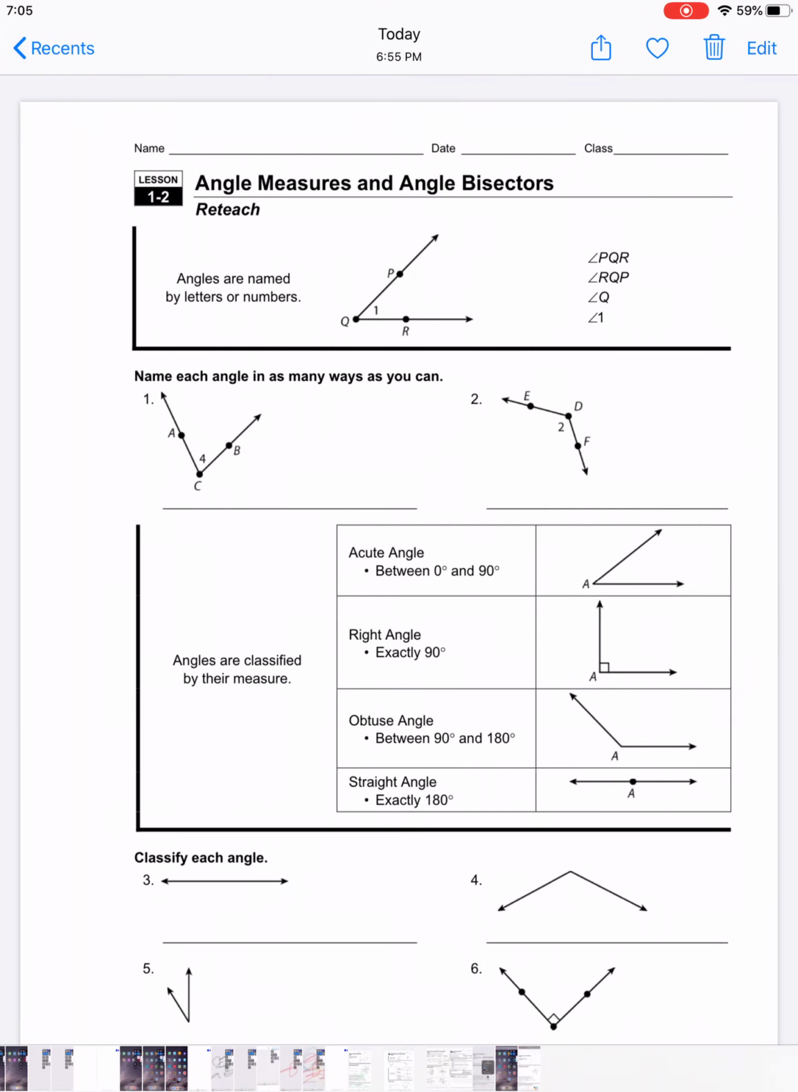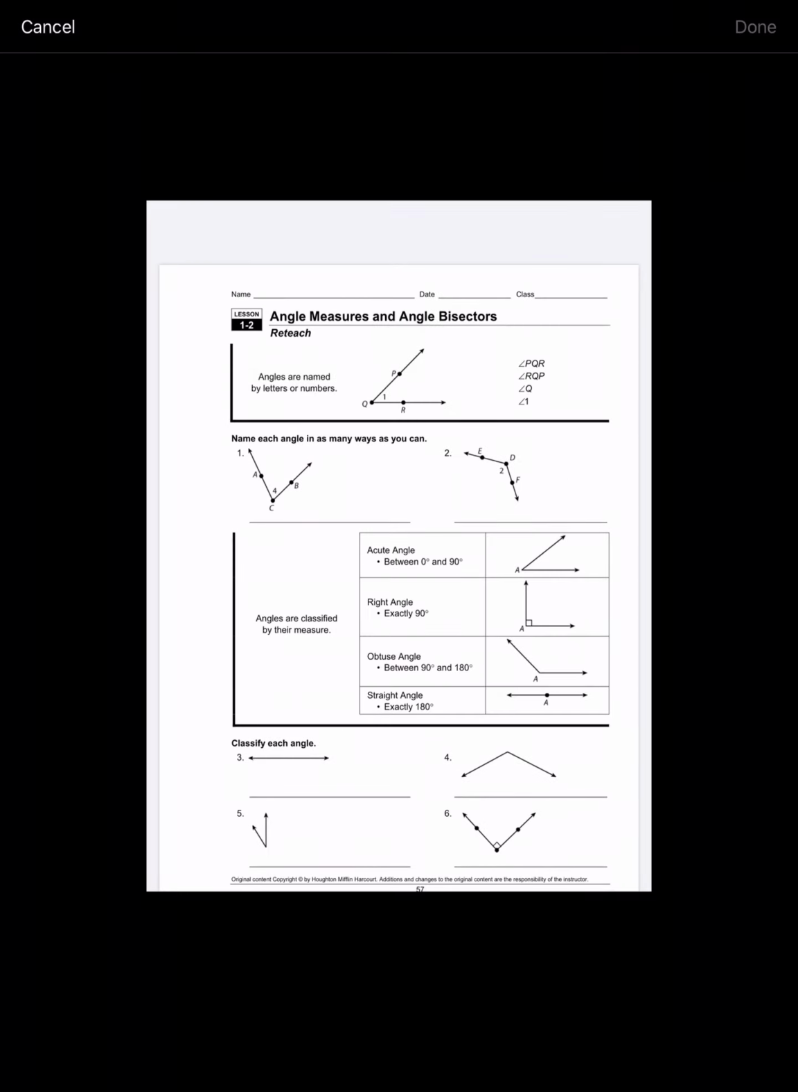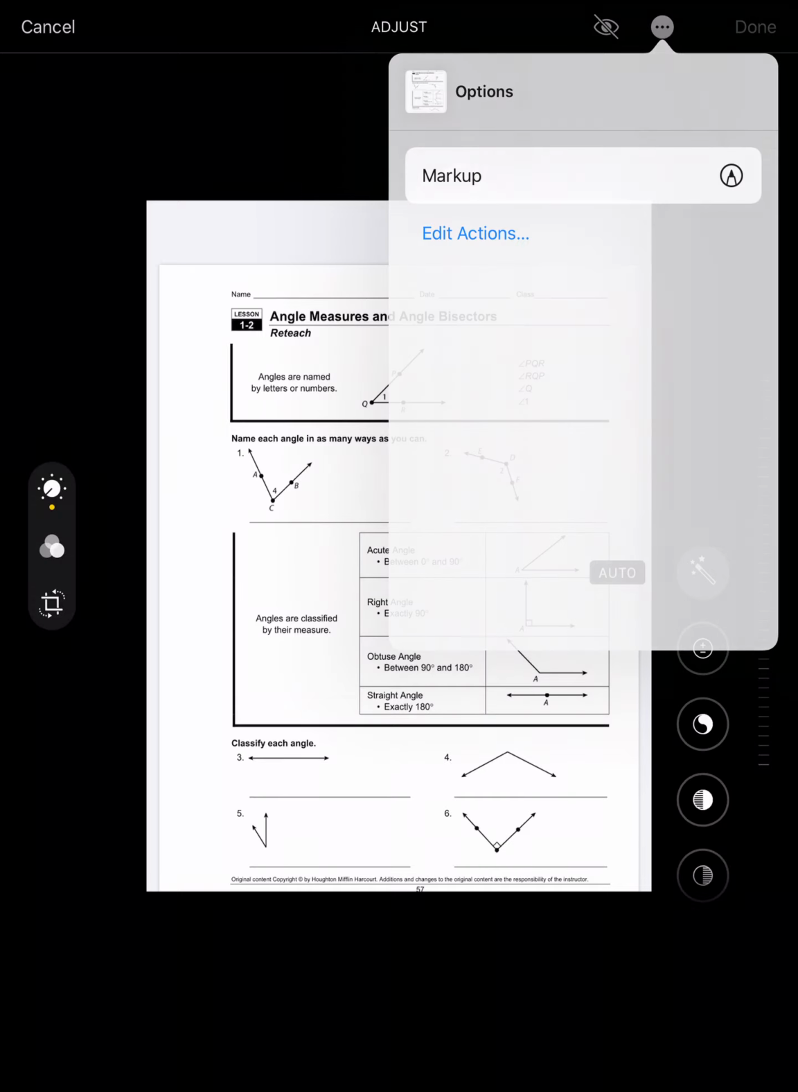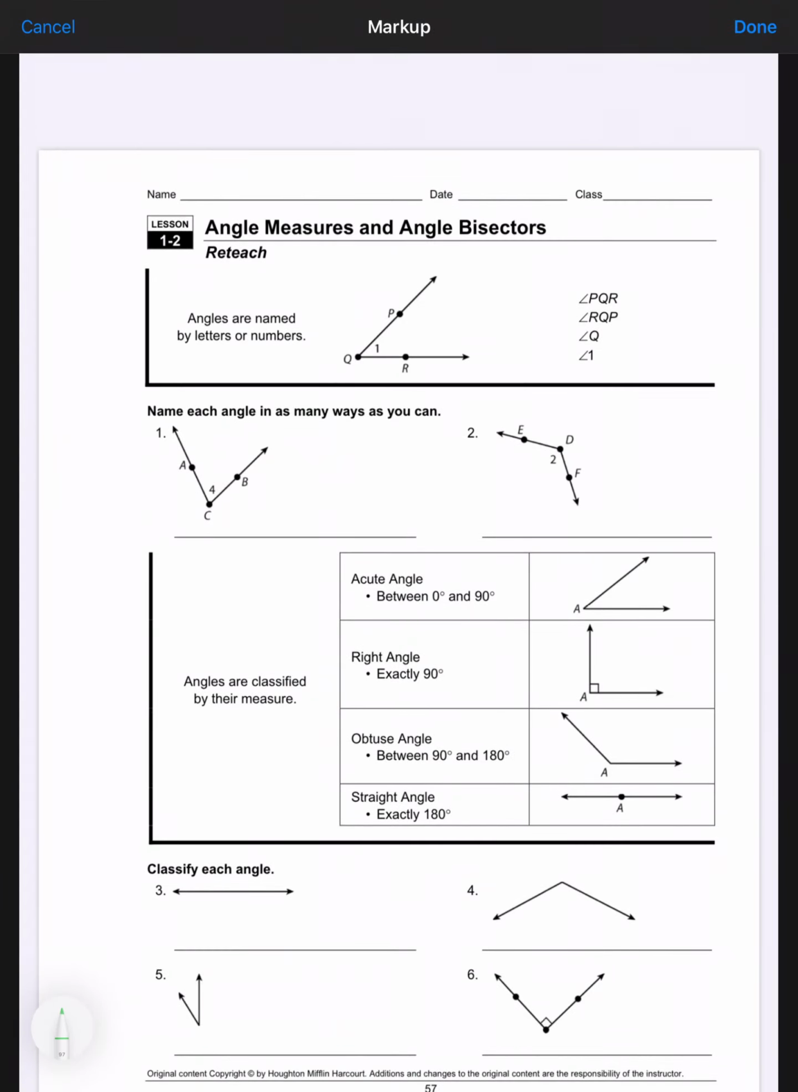Let's go to another page. Here, just a very easy lesson.